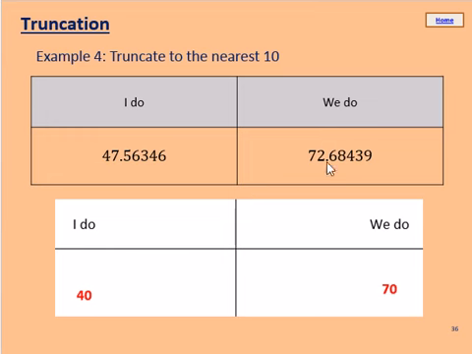Okay, so 72.68439, and we're truncating to the nearest 10. So look at the tens column, that's our 7. Draw a line after that 7. So we've got 7 in the tens column, we ignore everything after that, so this truncates to 70. You see, even if we had a 6 here, if it was 76, truncating to the nearest 10, we'd just draw a line after that 7. It's the 7 in the tens column, so it'd still be 70. So give yourself a tick in green pen if you've got 70 for that. Well done.